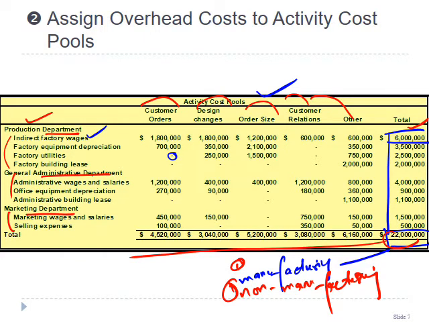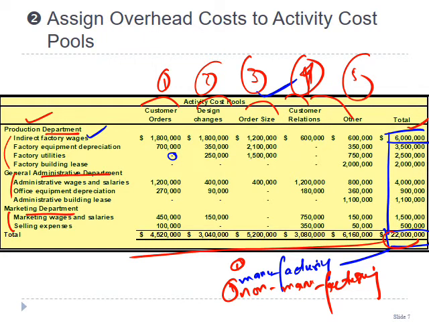And so we divided 6 million of the indirect factory wages into 1.8 million customer order, 1.8 million design changes, 1.2 million order size, and 600,000 customer relation, that is 4. And number 5, which is other, also 600,000, right? Similarly, all these data, right? So this is the completed grid of first stage allocation as shown on your screen.